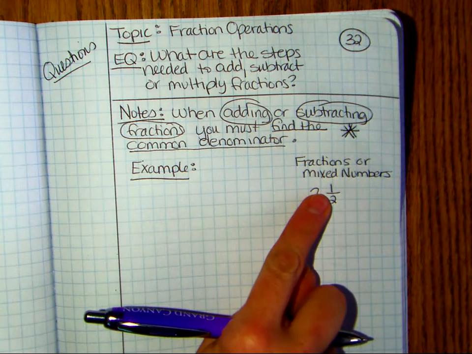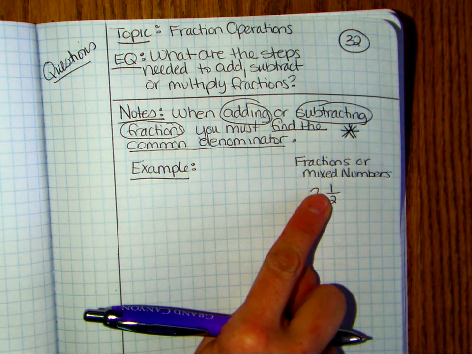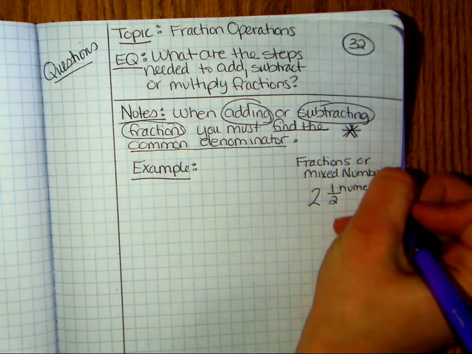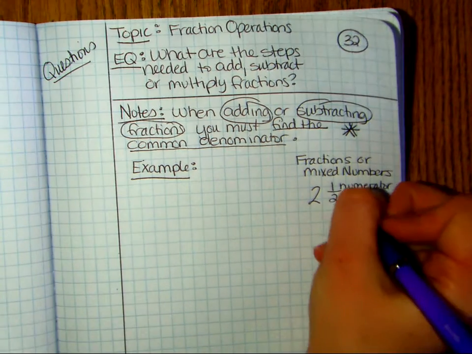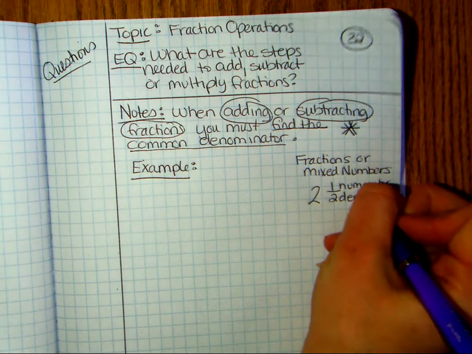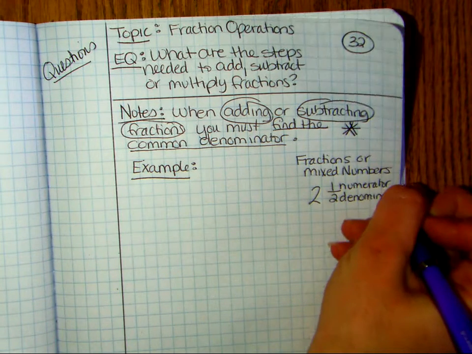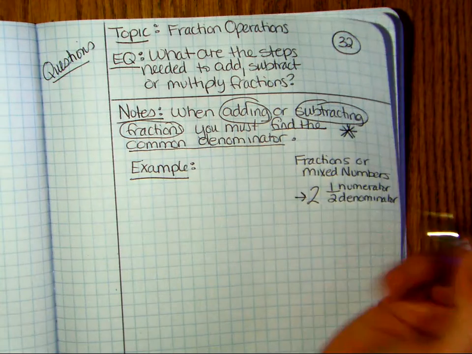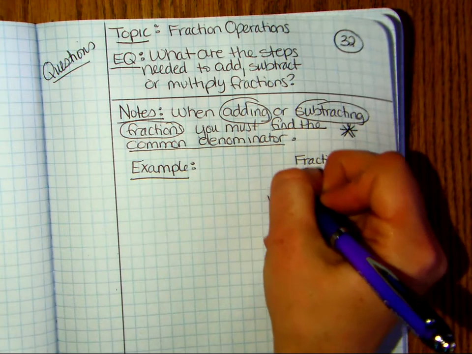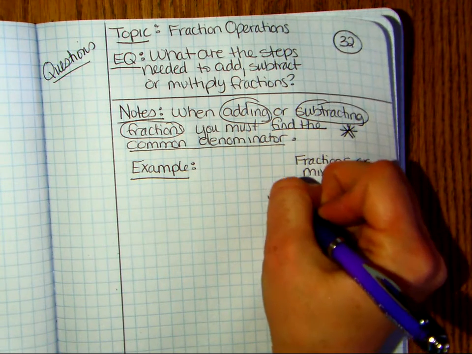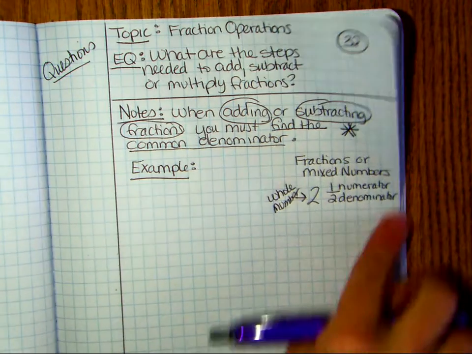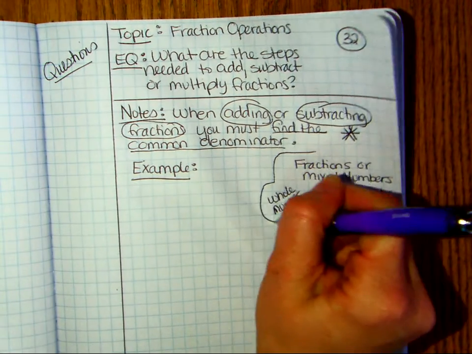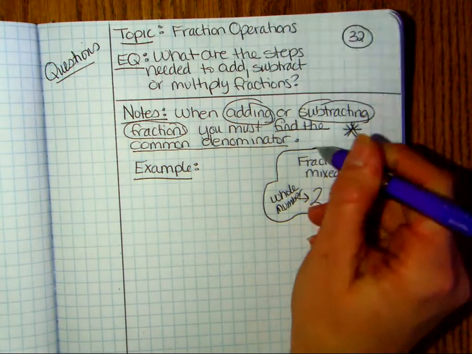Class, what do we call the top number of our fraction? What is that called? The numerator. What do we call the bottom number, class? Denominator. That's important. As we talk about fractions, you need to know their names. And then this number right here would be just the whole number. And this whole thing together would be called a mixed number, as opposed to a fraction.